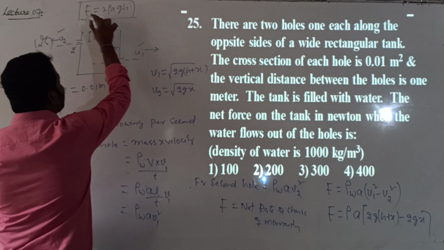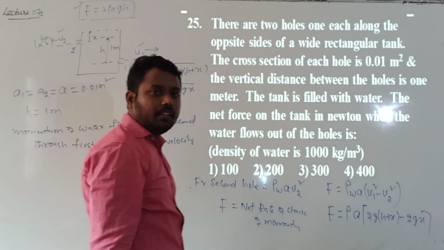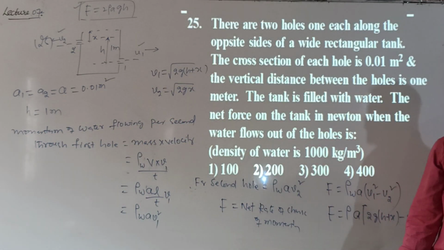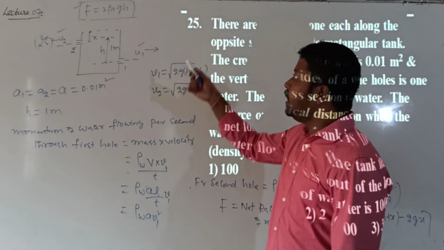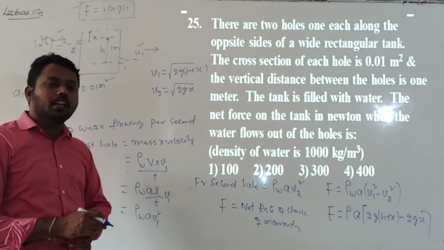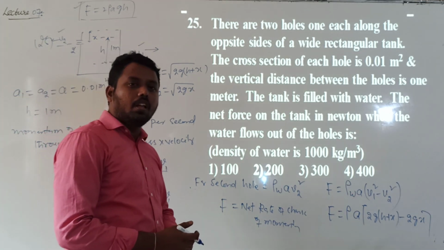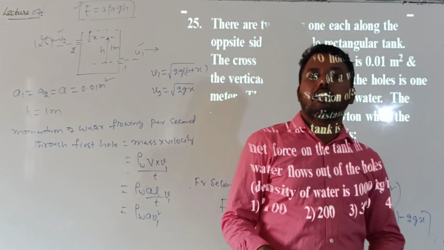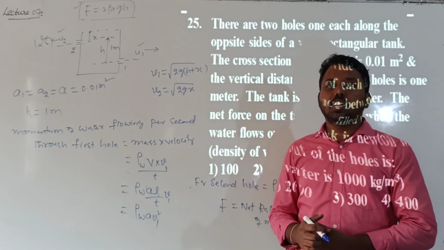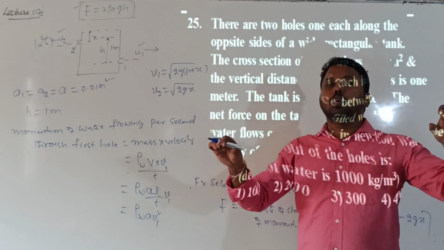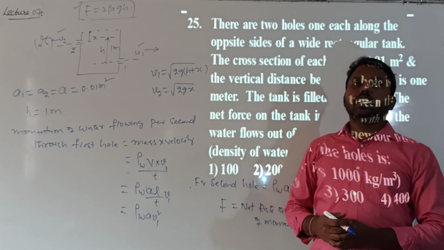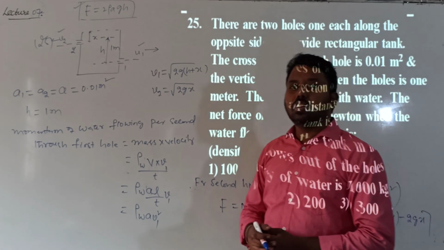Actually this is the derivation part. When you know this formula, we can do this problem directly, with no need of taking this much time. Whenever there are two holes in a tank and water is coming through each hole, what is the force exerted by that water? For every action there is an equal and opposite reaction. When water is coming out, the water exerts some force on the tank. That force is given by 2 rho A g H.